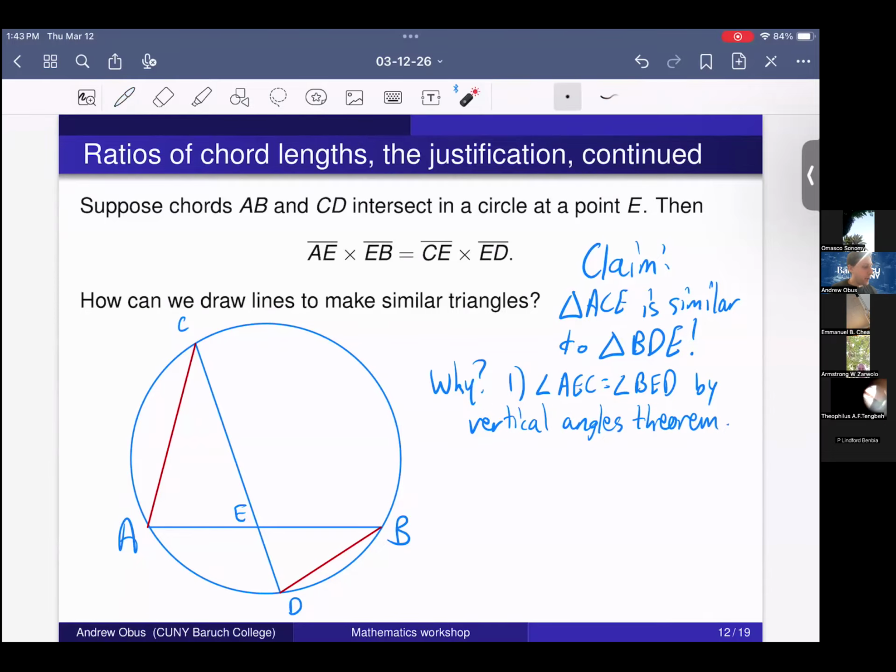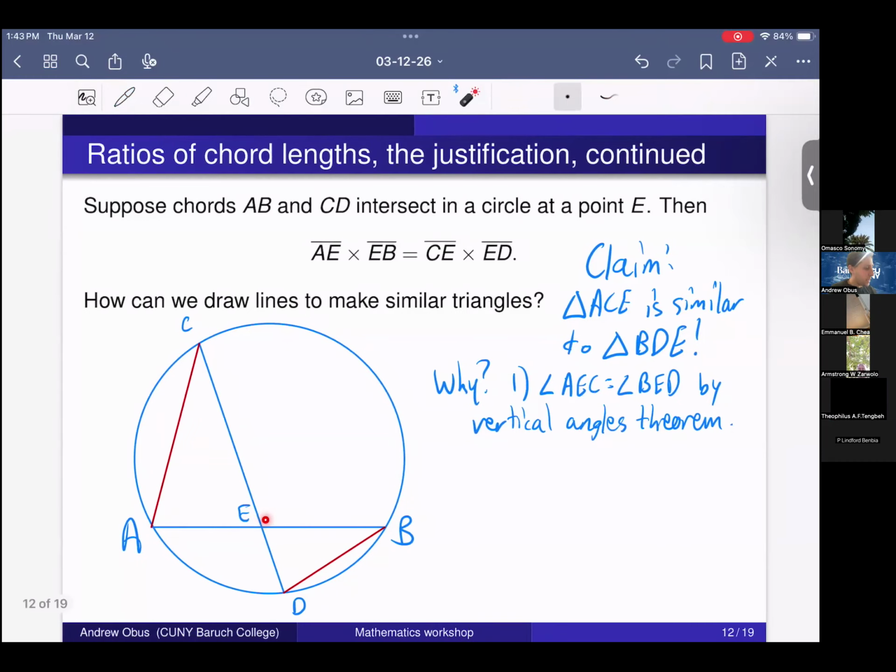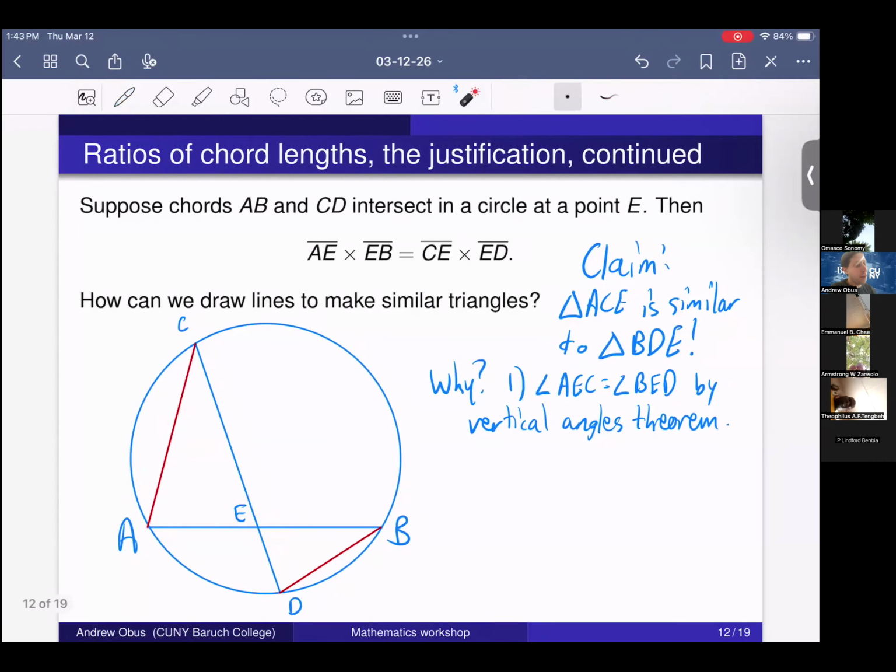Okay, when we have two angles, this is AEC and this is BED, these angles are opposite each other. They've got to be equal by the vertical angles theorem. So now I want to claim that CAB is equal to EDB, which is the same thing as CDB. So now my claim is angle CAE is equal to angle EDB.